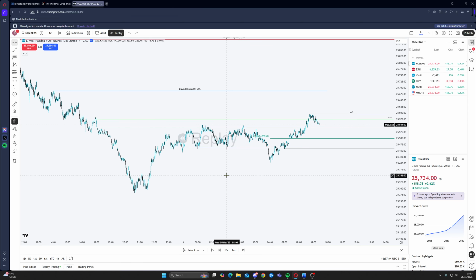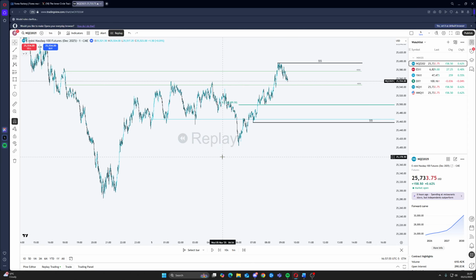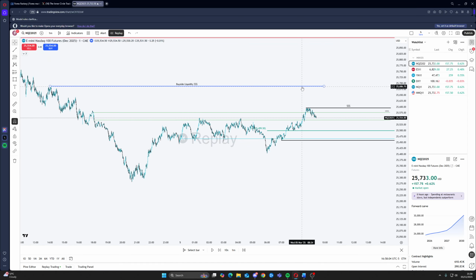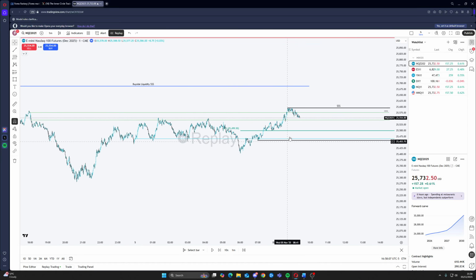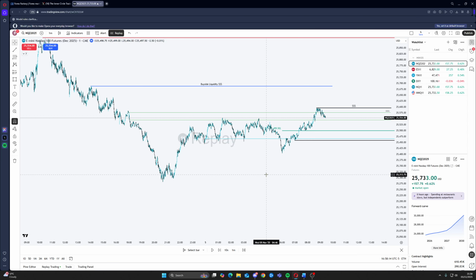The days that I'd love to be the low of the day would be London, when London sweeps Asia low. But as we can see, London low is right here and it gets swept after London by, I guess, London lunch or whatever, right? And then we go back up. So if we're going to distribute up, is it likely that once we open here, we'll go all the way down and then go back up? You know what? It could happen. It literally could have happened.